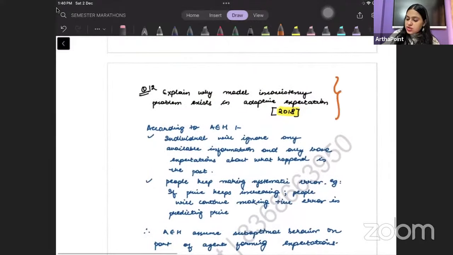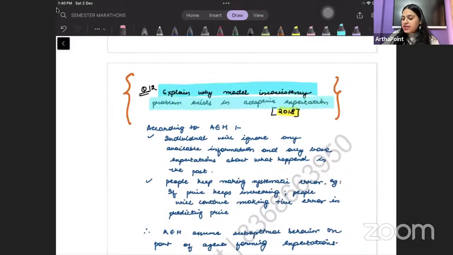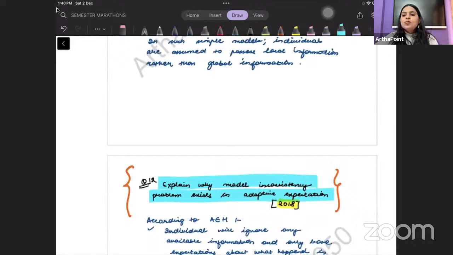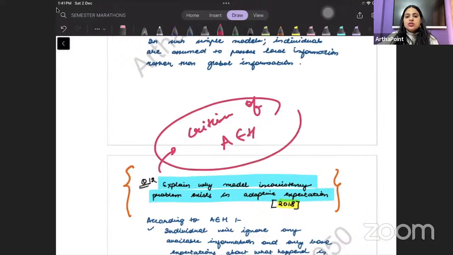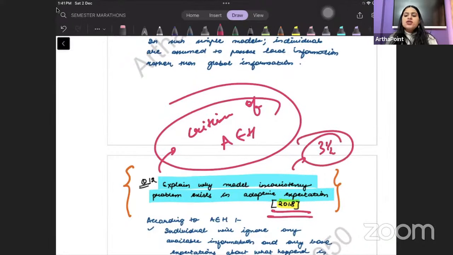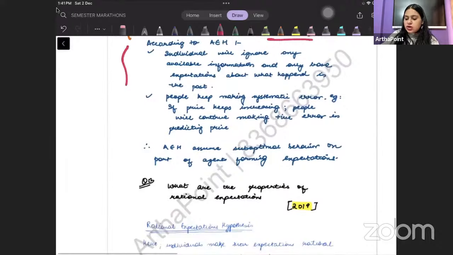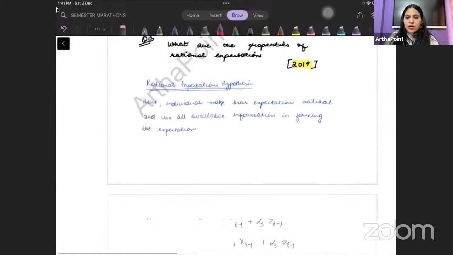Okay, beta, come to the next question. This came in year 2018. It says, explain why model inconsistency problem exists in adaptive expectation. तो क्यों inconsistent है? Because आप हमेशा पुरानी values पर dependent हो. आप हमेशा systematic error कर रहे हो. So this is just giving the criticisms of adaptive expectation hypothesis. सिर्फ इसकी criticism देनी है. This came in 2018. I think this just came as a 3.5 marks question. So that is why I have written a short answer for this. Beta. Come to the next question.